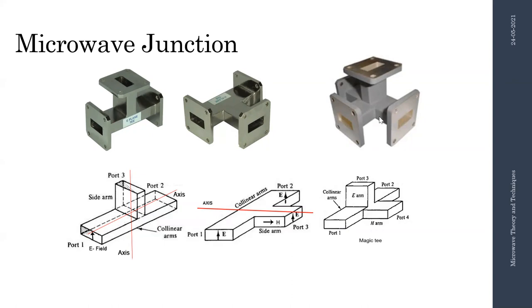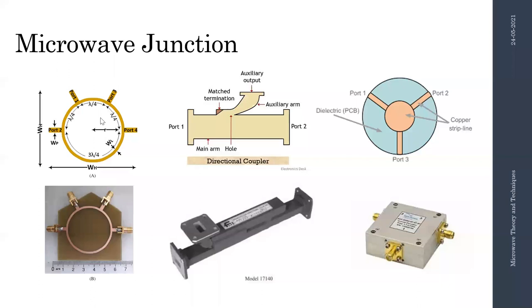Okay, and this one is magic T. So magic T, you see here, is the combined form of H plane and E plane. So both the broader side as well as the shorter side have a waveguide, and you can connect three devices at a time. So it consists of E arm and H arm. So it is also known as E plane, H plane T. So this is the figure of this one.